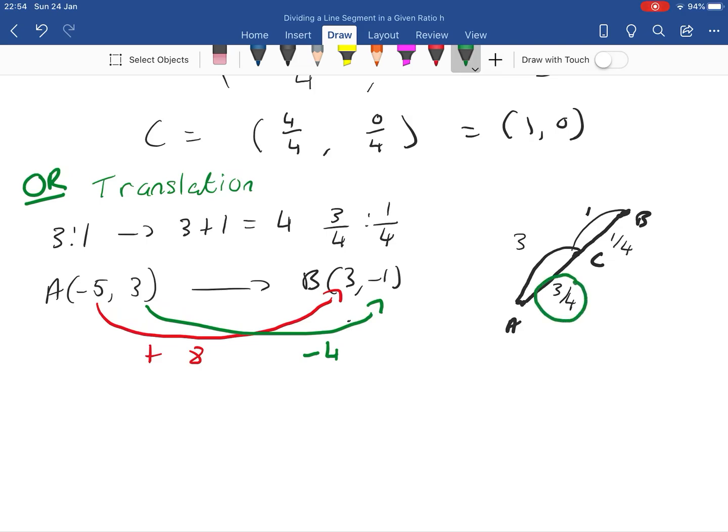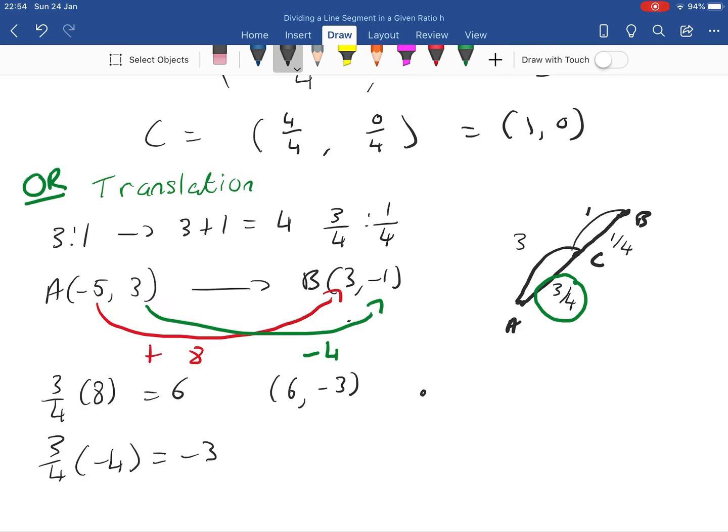But if you remember from over here, we only want to go in 3/4 of the way instead of the full translation. So what we're going to do is say 3/4 multiplied by 8 is 6, and 3/4 by minus 4 is minus 3. So that's going to be our new translation, (6, -3). So now we are going from the point A, which is (-5, 3), to the point C. And that is what we're looking for.